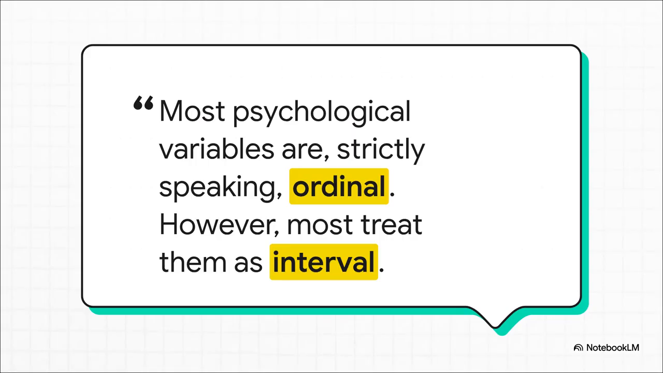Okay, but this is where it gets really interesting. You'd think these rules are set in stone, but there's a bit of a gray area. This quote here points out something fascinating. A lot of what we measure in psychology, things like personality or intelligence, are strictly speaking ordinal. We can rank them, but are the distances between the points truly equal? Probably not. But most researchers go ahead and treat them as interval data anyway, because it lets them do much more powerful statistical tests. It's a practical compromise, and it's a really important one to know about.